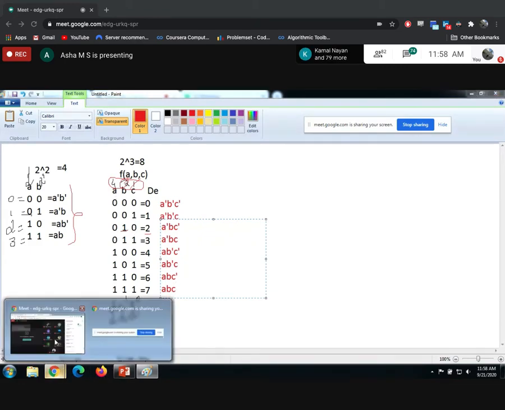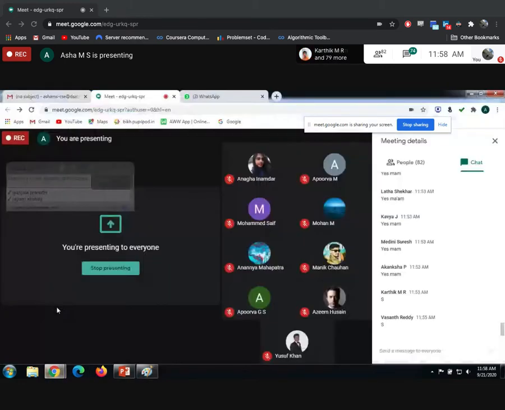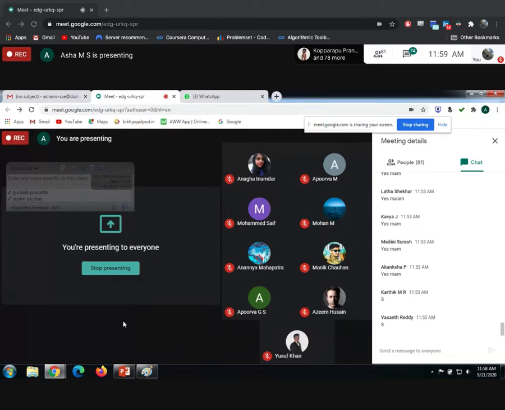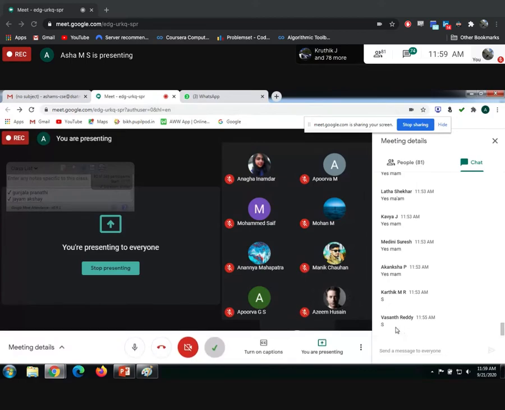Any doubts? You may feel it is silly why ma'am is teaching all these things. But still, there are a few people who don't know how to write all these things. That's the reason before we go to the exact problems, we will be teaching how to write the truth table and all. Any doubts in this for 3 variables?